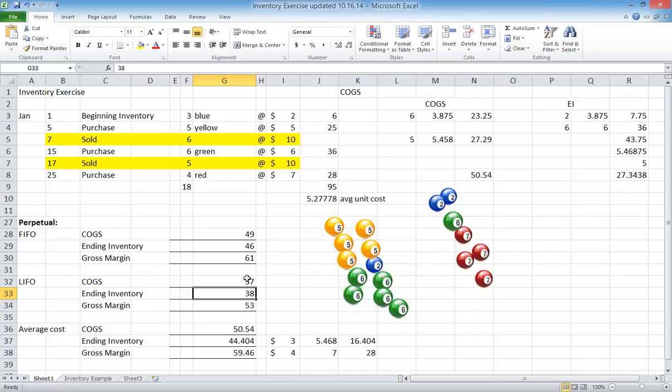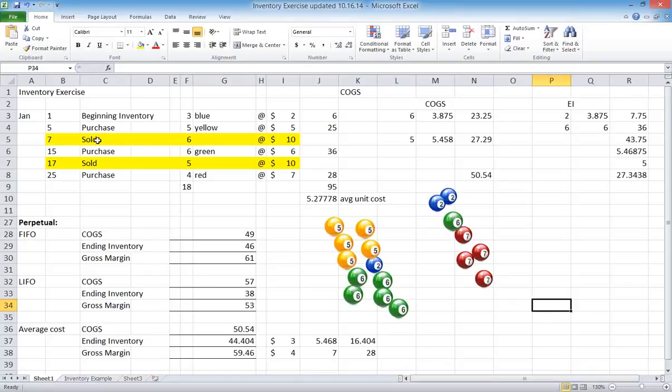My cost of goods sold is 57. I add up all the items that I sold. My gross margin is 53, 110 minus 57. So those two are pretty straightforward, and that is perpetual. What if it's periodic?